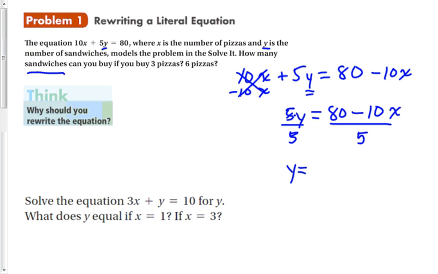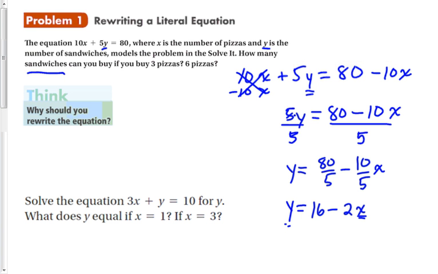And then I can separate this into a difference, the common denominator, and just simplify that as much as I can. 80 divided by 5 is 16. 10 divided by 5 is 2x. And now we have a simple equation that will specifically tell us what y is, which is the number of sandwiches, if we know the number of pizzas.